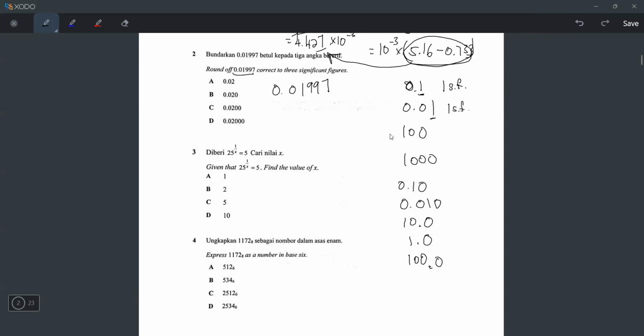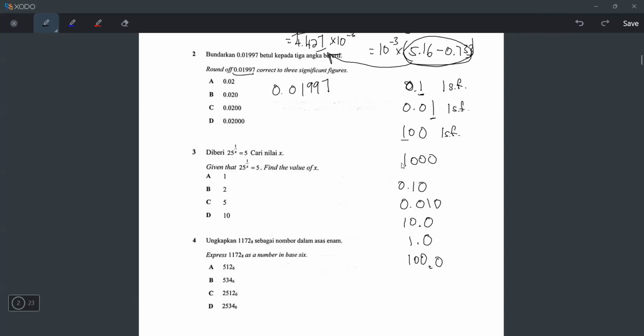Okay, just now I mentioned the zero in front never count. So what if the zero is at the back? Do you count the zero or not? Okay, listen carefully. If the zero is in front, you never count it. But if the zero is at the back, you only count it when there is a decimal point. So if there's no decimal point, you don't count it. So tell me now, this 100, is there a decimal point here? Did you see any point here? No. So you don't count the zero at the back. So there's only one significant figure.